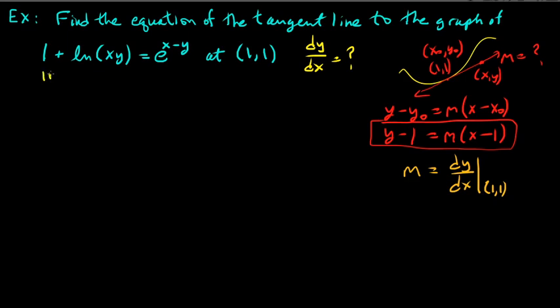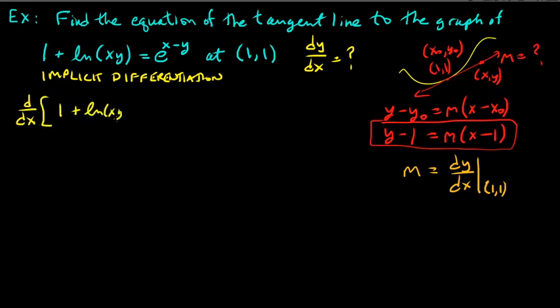However, we do have implicit differentiation. We can just take the derivative of both sides. We've been doing that quite a lot, quite recently. So just take the derivative of the left side and take the derivative of the right side.